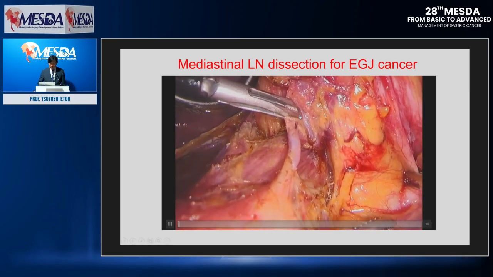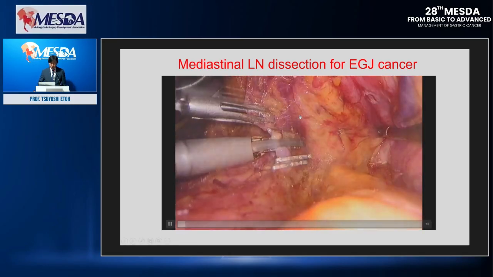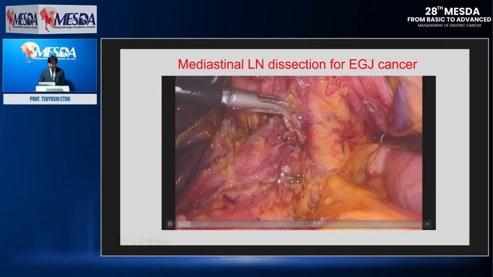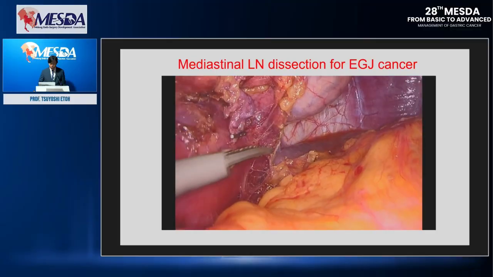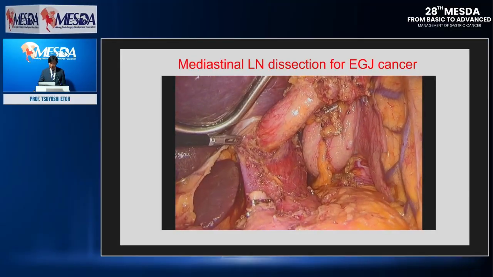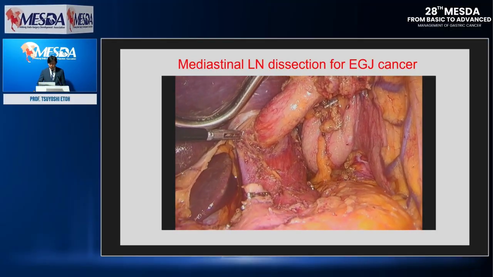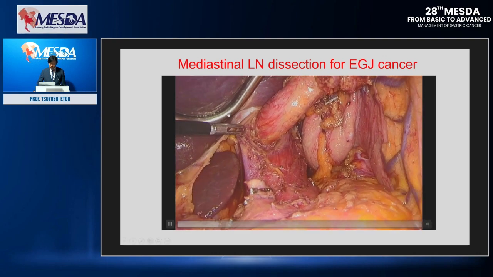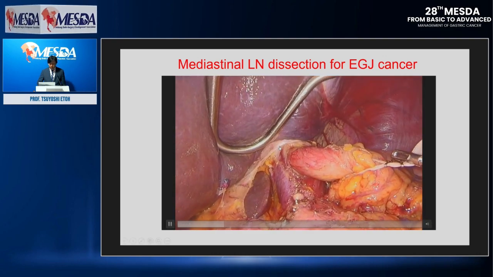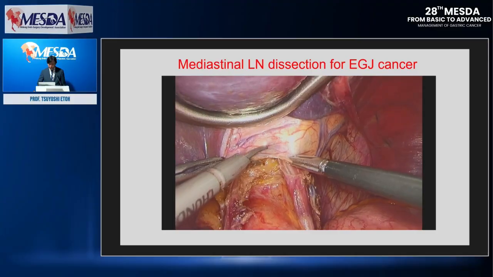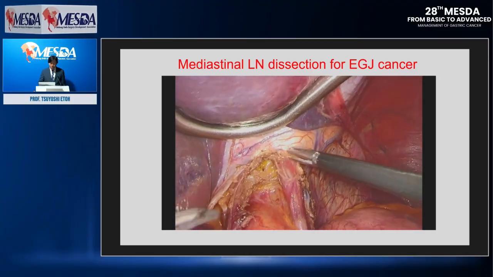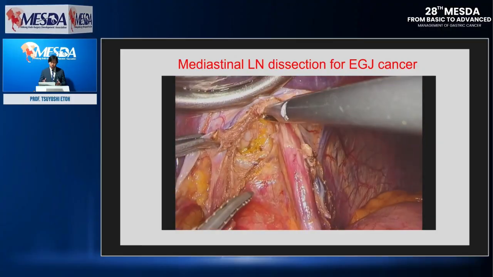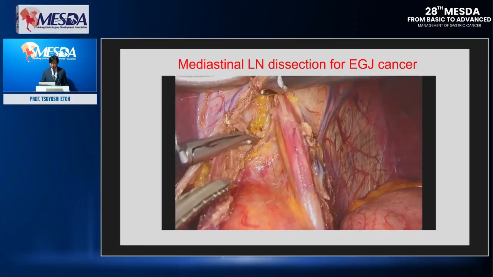The next technique for EGJ cancer: I cut the phrenic artery and then move to the splenic hilum. They expose the area around the esophagus like this. Now, sometimes I cut the diaphragm to make a good operation field like this.